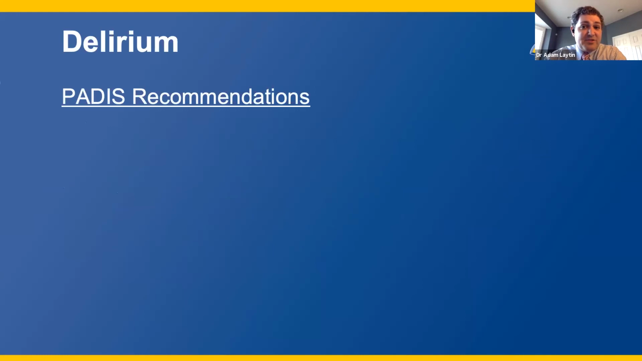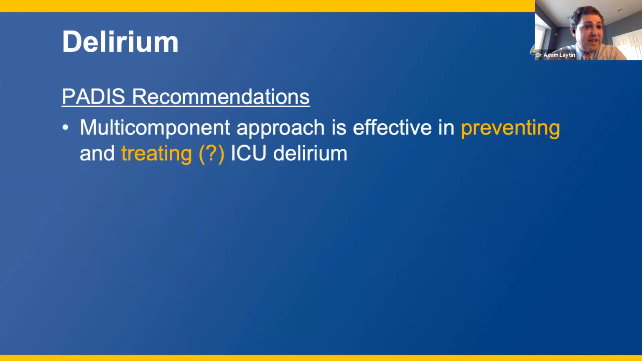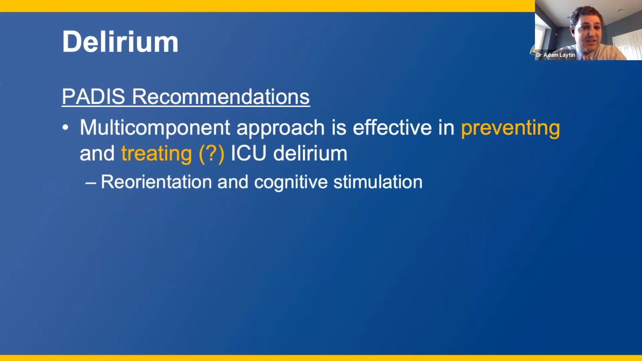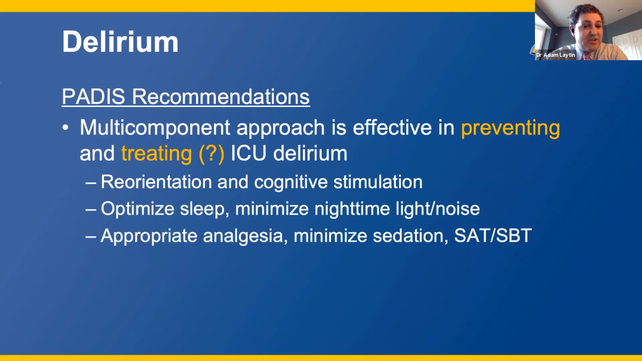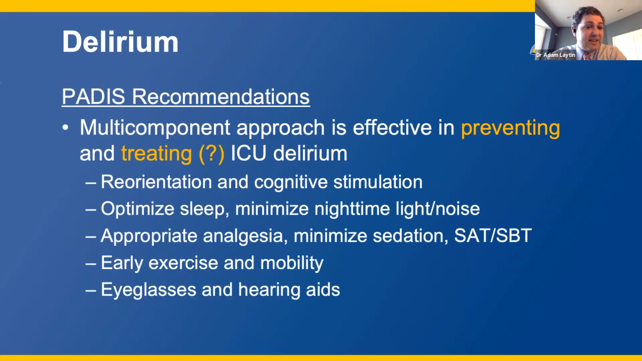What the PADIS guidelines do recommend is using a multi-component approach for preventing and treating ICU delirium. This includes reorientation and cognitive stimulation, optimizing sleep and minimizing nighttime light and noise, managing analgesia and minimizing sedation, using spontaneous awakening trials and spontaneous breathing trials, early exercise and mobility, using things like eyeglasses and hearing aids to help to keep patients oriented, and when possible, having families engaged in the care of critically ill patients.